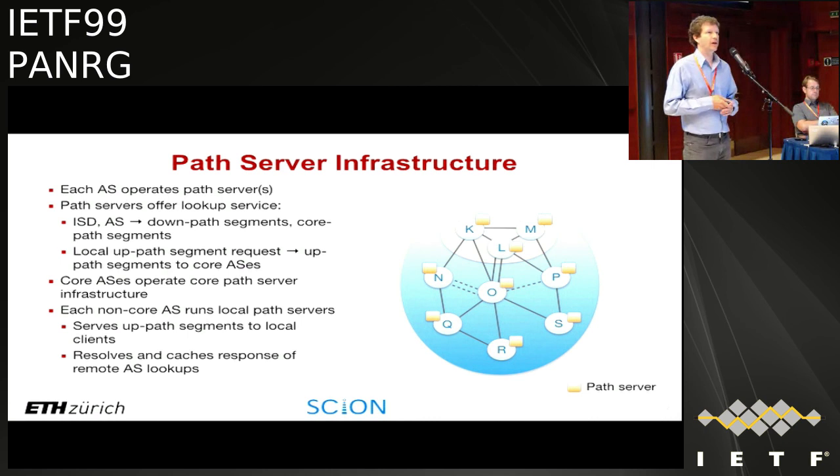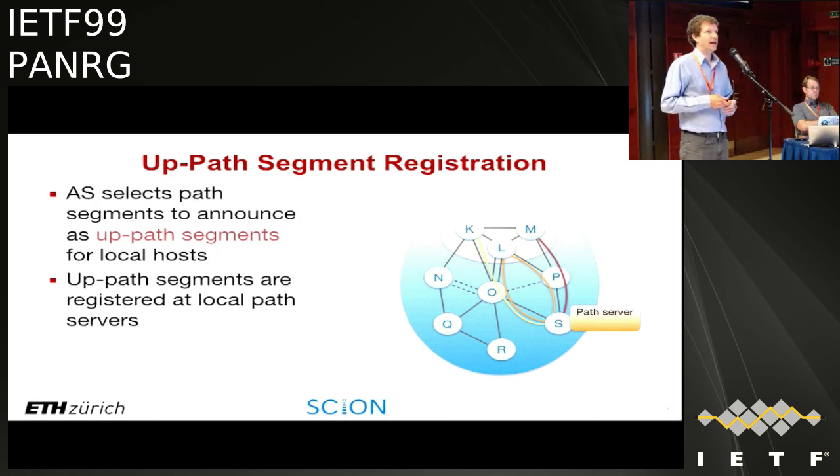So the way this all is initiated is an AS learns multiple paths to the core. The AS would look at their paths, inspect them and see which paths they want to re-announce to their local clients. In this case, all the paths are being used. And then these paths are being registered at the local path servers, and they will be used as up paths, in this case, towards the core.